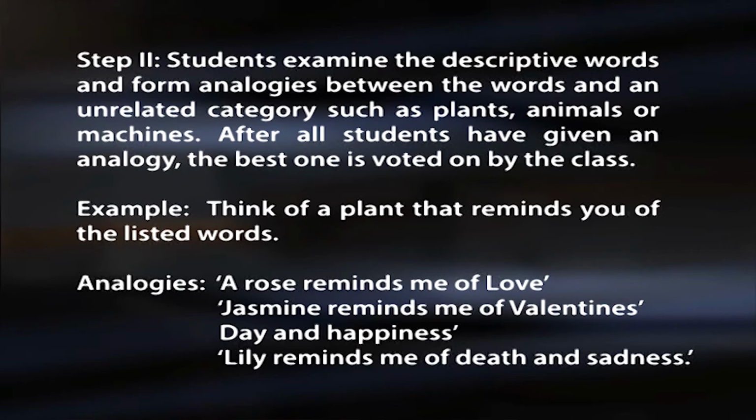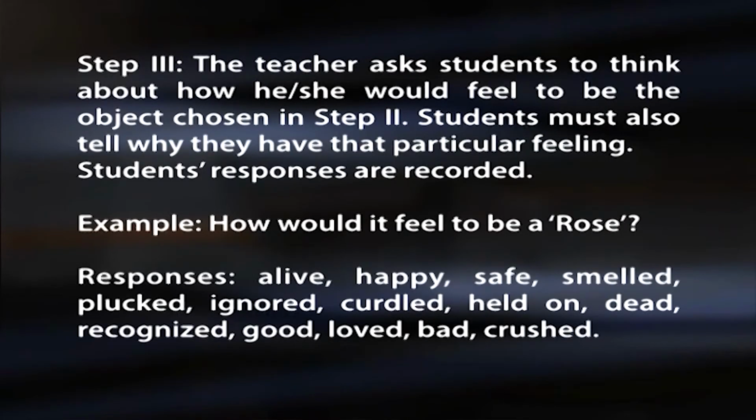Example: think of a plant that reminds you of the listed words. Analogies: a rose reminds me of love. Jasmine reminds me of Valentine's Day and happiness. Lily reminds me of death and sadness. Step 3. The teacher asks students to think about how he or she should feel to be the object chosen in step 2.